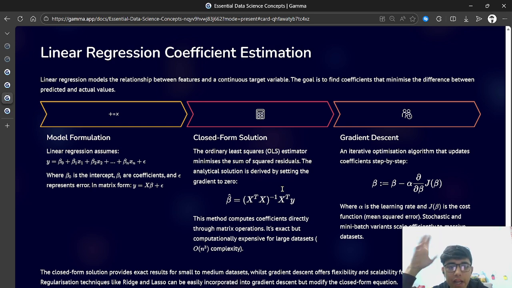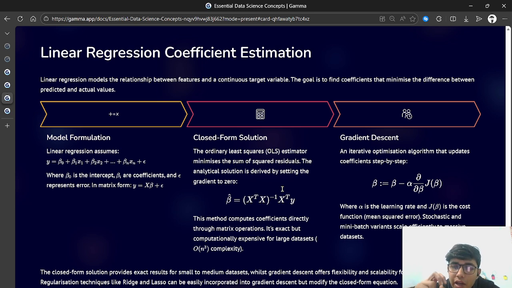Beta cap, that is the estimated beta, is given by the transpose of x matrix multiplied with the x matrix itself. The entire thing's inverse is multiplied with the x matrix transpose, and then it is multiplied with y, that is the predicted value for beta that is being processed. This formulation directly computes the optimal coefficients through matrix operations. It has several notable properties, such as it provides only one exact solution, not an approximation. There are no iterations or anything. It is a straight solution.